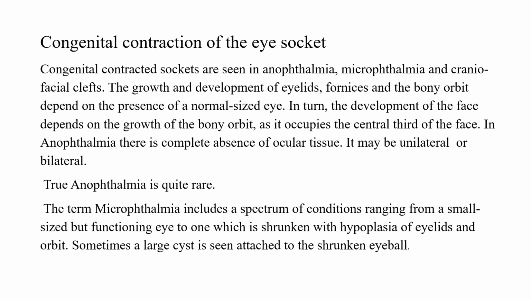The term microphthalmia includes a spectrum of conditions ranging from a small-sized but functioning eye to one which is shrunken with hypoplasia of eyelids and orbit. Sometimes a large cyst is seen attached to the sunken eyeball.